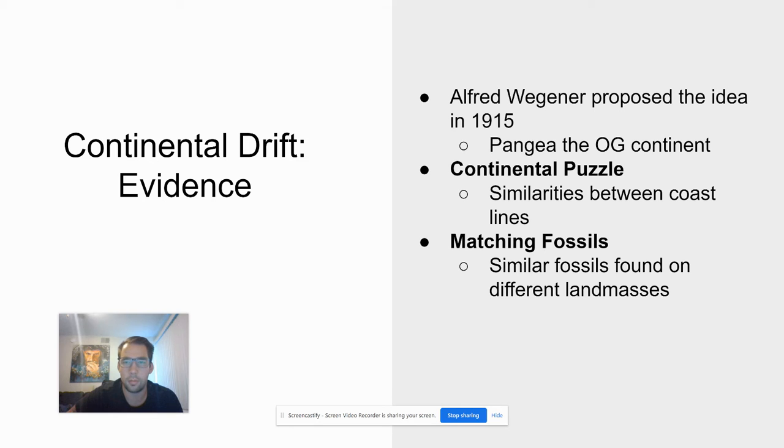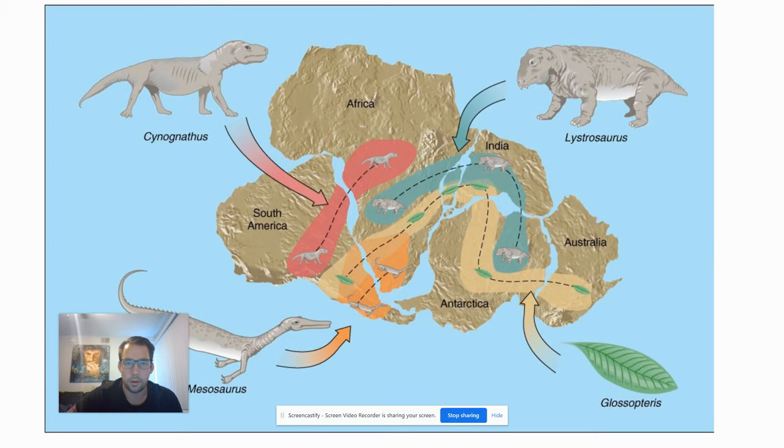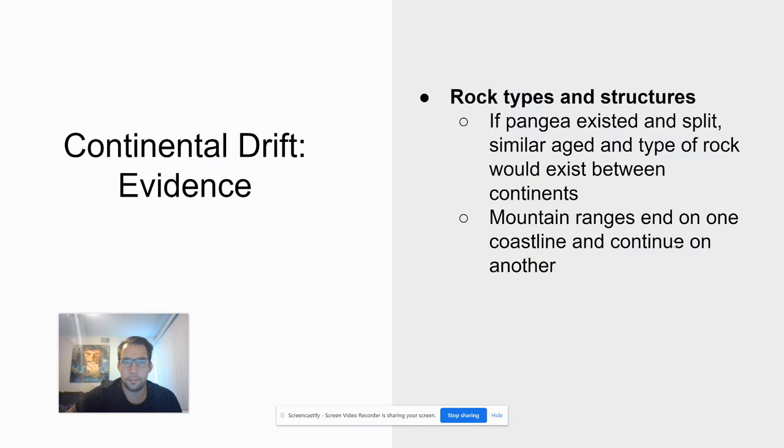The first one is the continental puzzle: there are similarities between the coastlines of different continents that don't make sense unless they formed one continent to begin with. Matching fossils are found on different continents, again, which didn't make sense unless the continents were together at some point. Here we can see an example of the matching fossils. Some fossils here in South America are also found in Africa. Some fossils from Africa are found here in India, and so on and so forth. You can see that pattern through here.